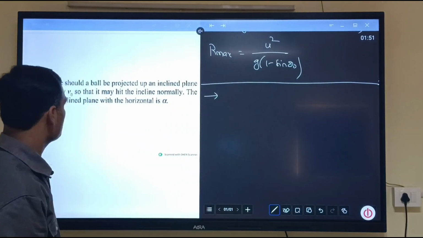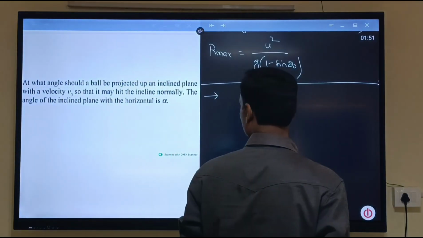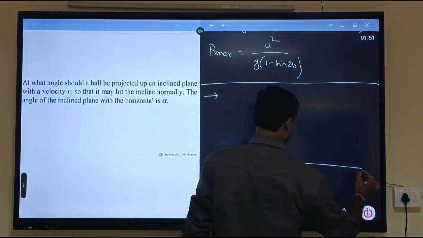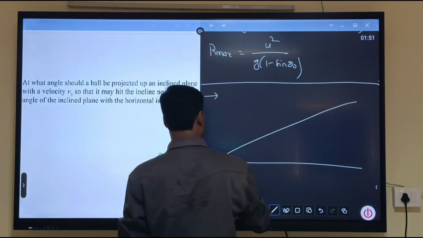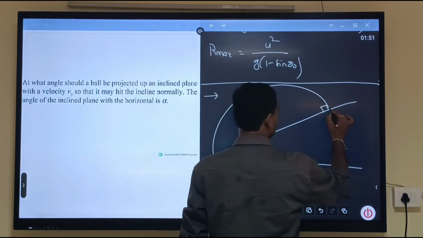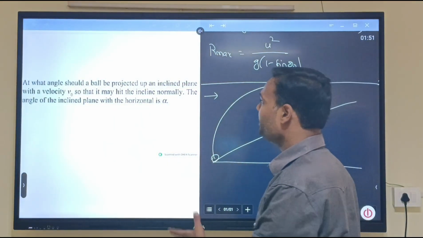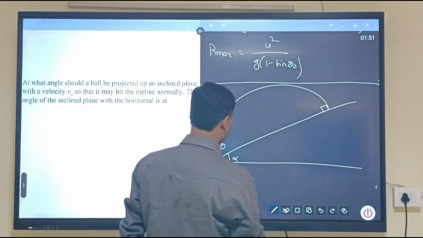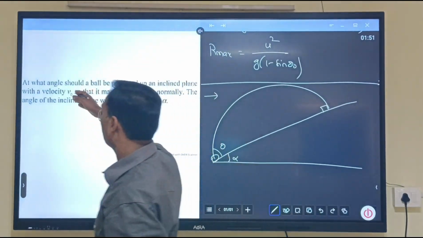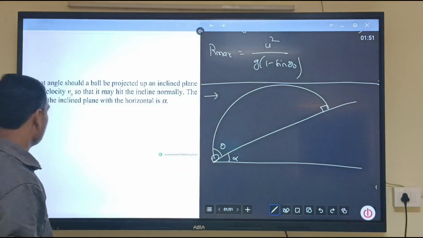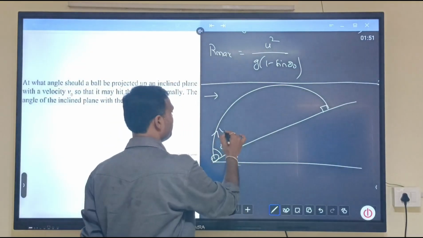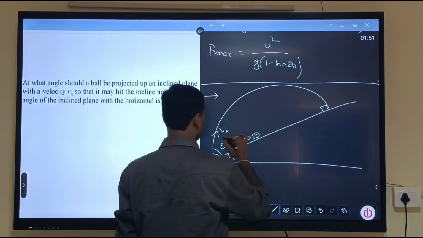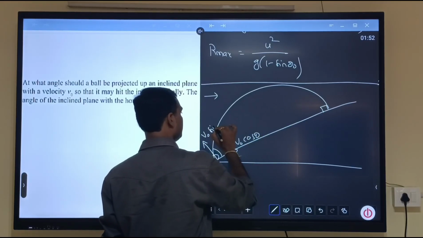Now the question is, at what angle should a ball be projected up an inclined plane with a velocity v naught, so that it may hit the inclined plane normally? That means, suppose an object is present here and it is falling like this. The angle of the inclined plane is alpha. Here they are asking us to find theta, the angle at which the ball should be projected up an inclined plane with a velocity v naught. Now this v naught means obviously this will be v naught cos theta and this will be v naught sin theta.